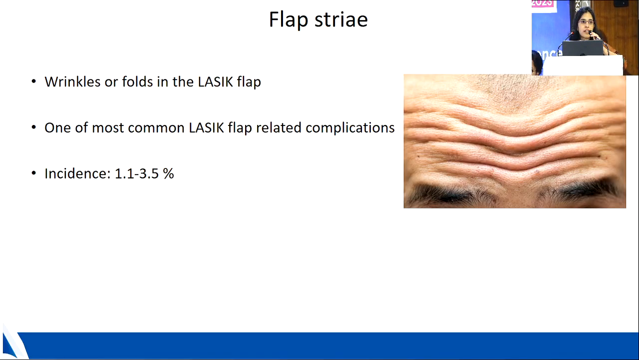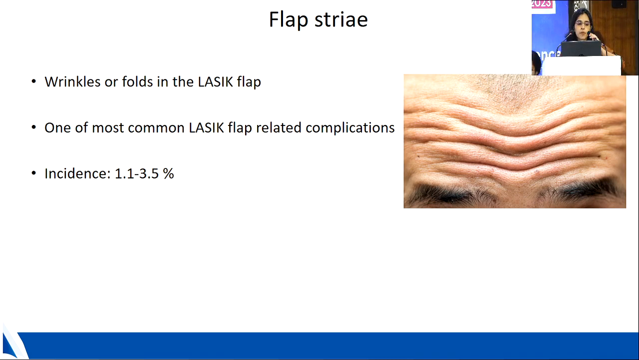An optically clear, smooth flap is absolutely essential for a good outcome in LASIK. But when there is any irregularity with the LASIK flap, especially flap striae, it is sure to bring a frown on a surgeon's face. It is one of the most common LASIK flap related complications. It is nothing but a few wrinkles or folds in the LASIK flap.